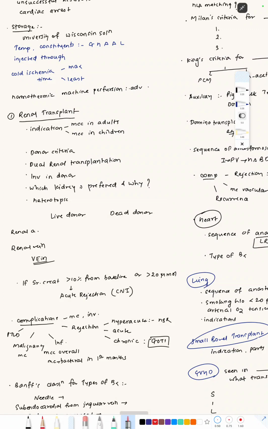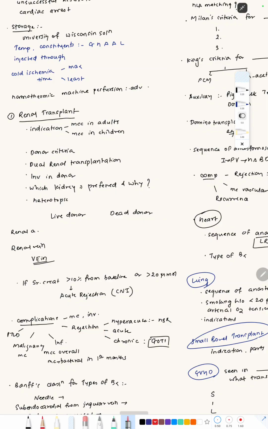The most common complication is going to be the vascular complications that include renal vein thrombosis and renal artery stenosis. The investigation is CT angiography for both. Management for renal vein thrombosis is going to be anticoagulants, and for renal artery stenosis it is going to be balloon dilatation. Then rejection. So rejection can be hyperacute, acute and chronic rejection.